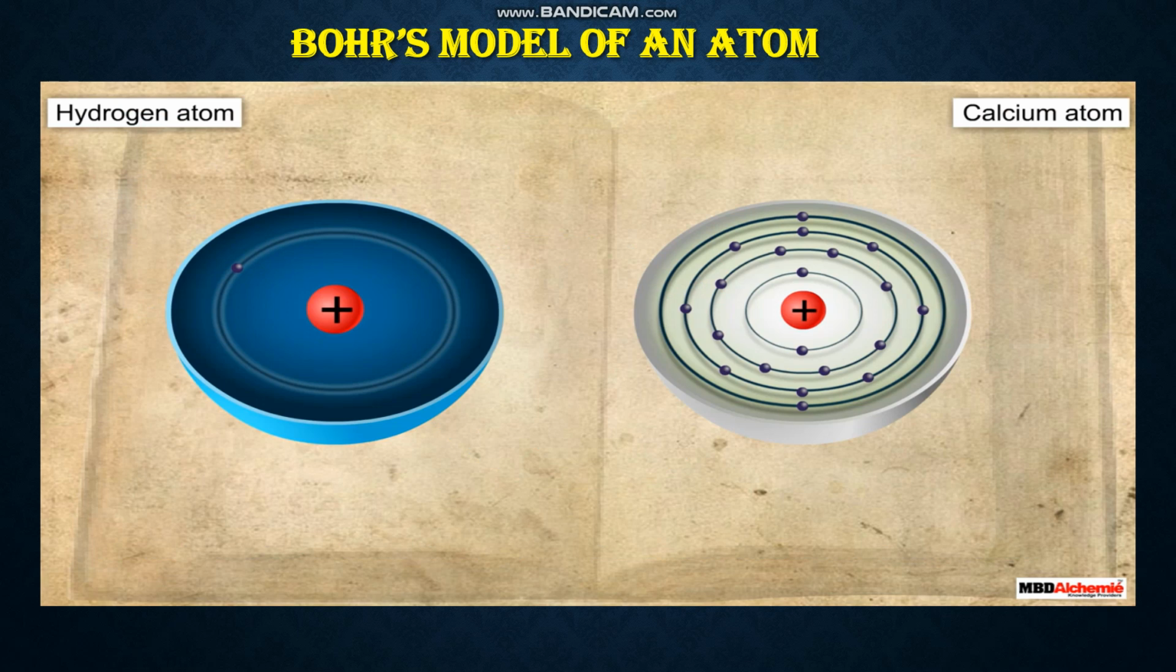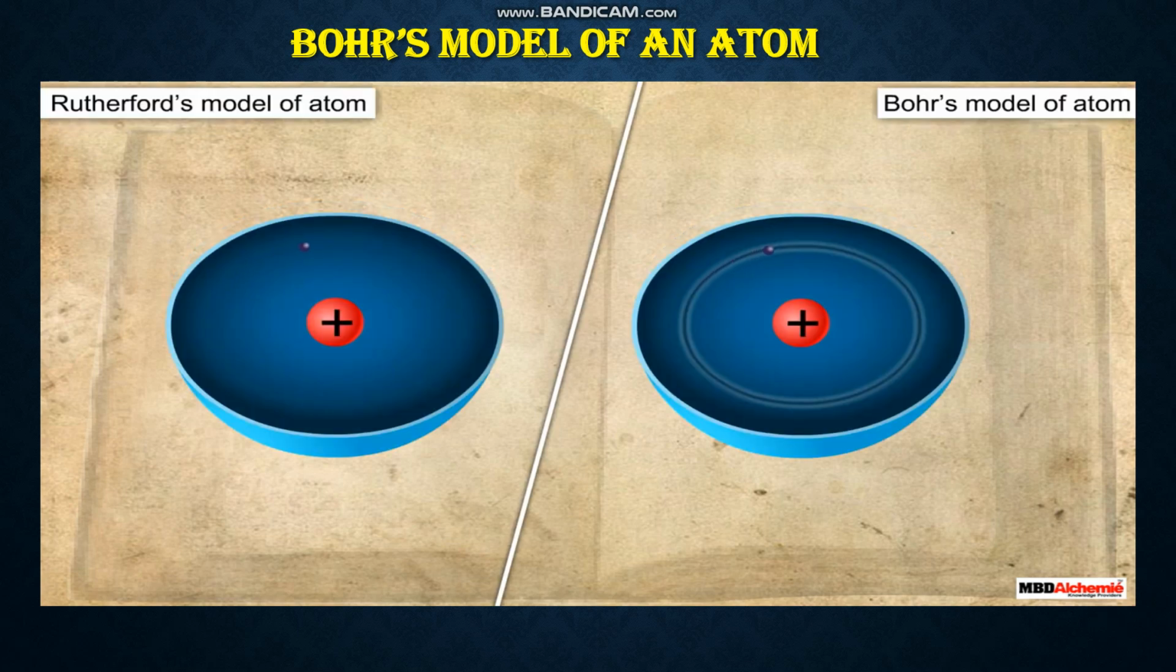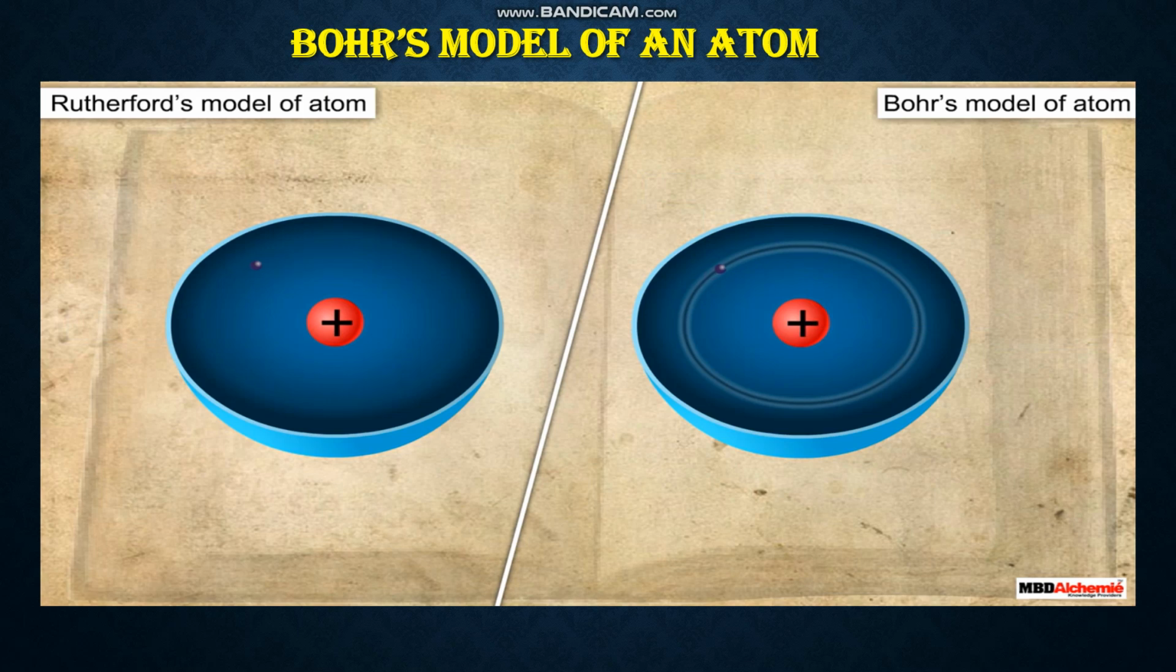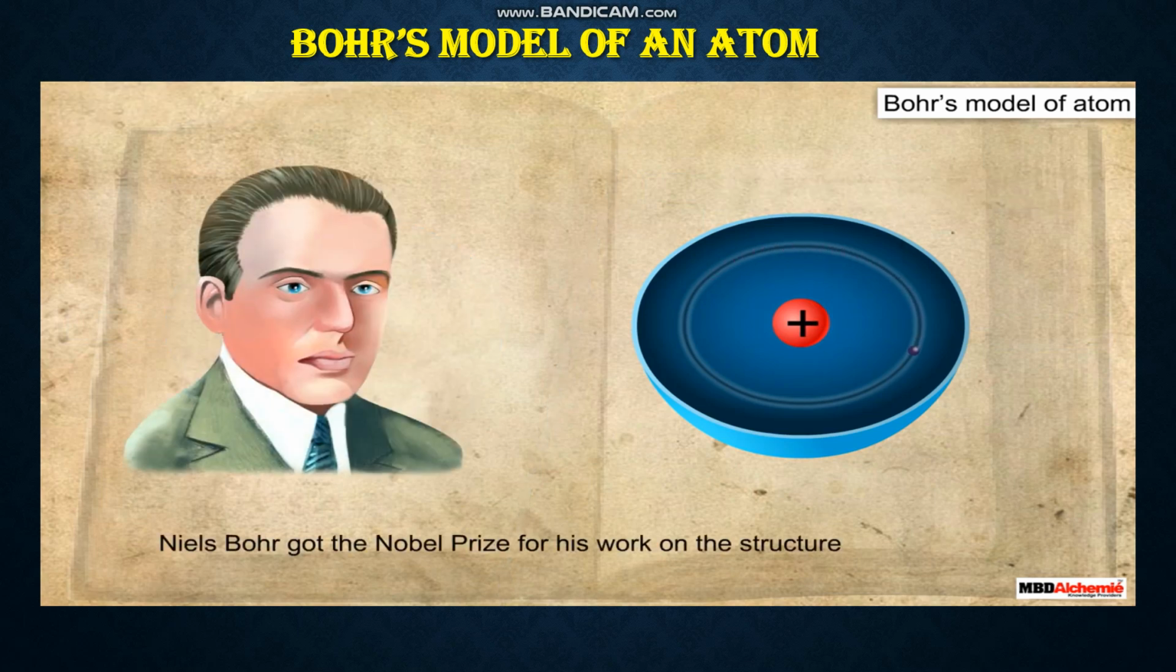These energy levels are represented by the letters K, L, M, N or the numbers 1, 2, 3, 4 starting from the center. So, the final model of Niels Bohr was similar to the Rutherford's model of an atom, which states that an atom consists of a positively charged center around which the electrons revolve. The only difference was that in the Bohr model, electrons revolve around a nucleus in fixed orbits with fixed energy. For his work on structure of atom, he got a Nobel Prize in 1922.